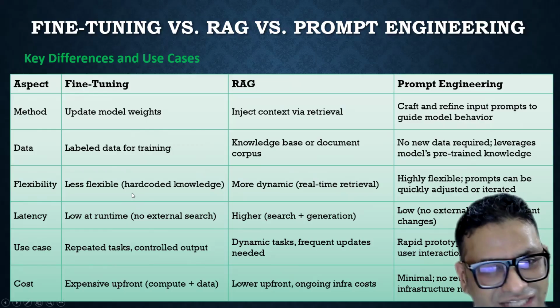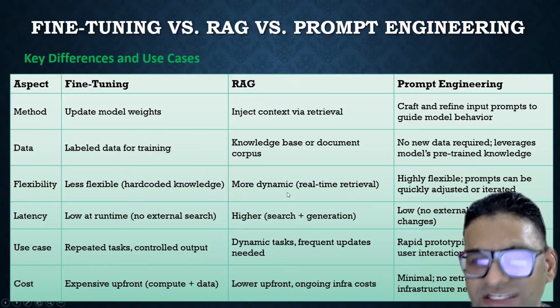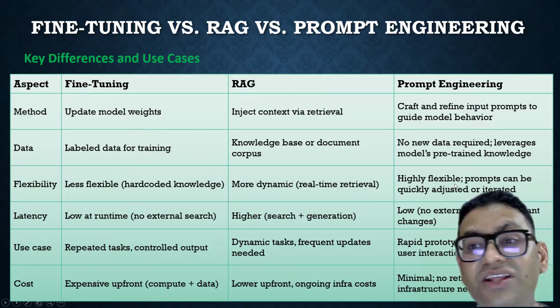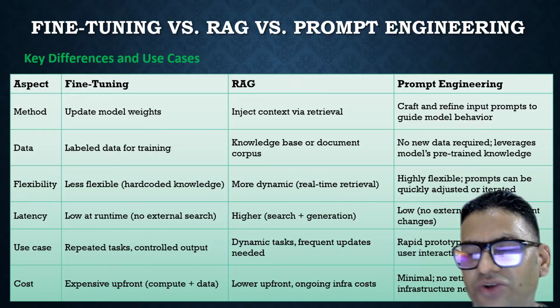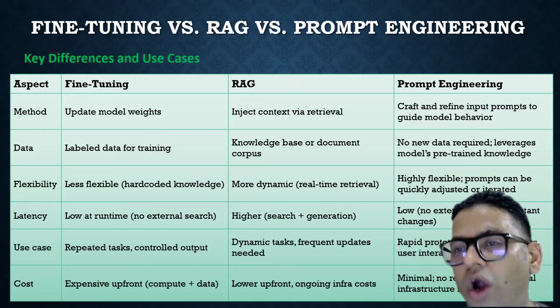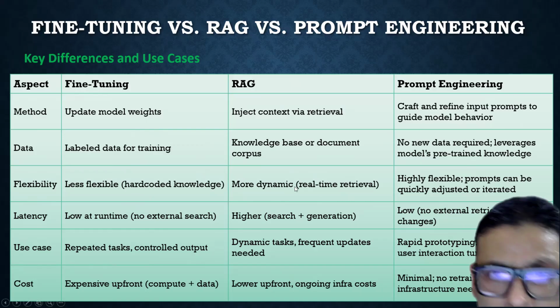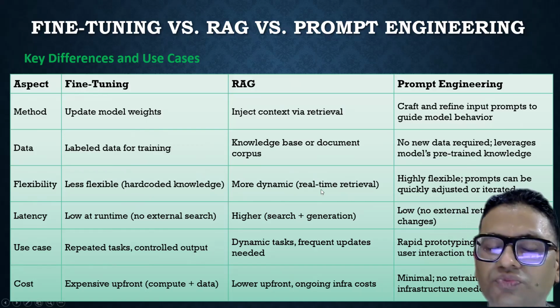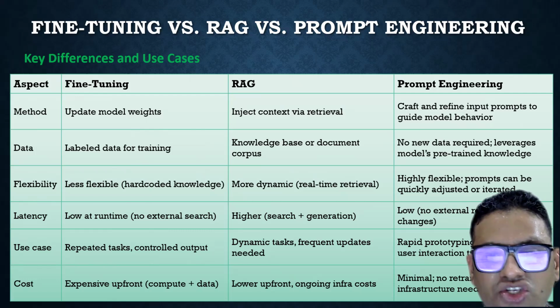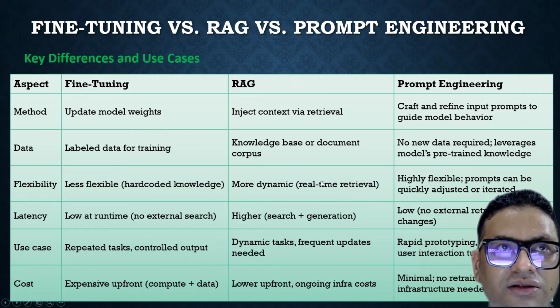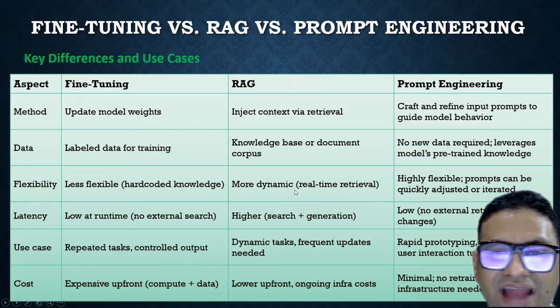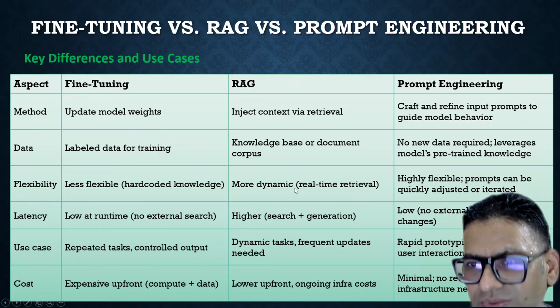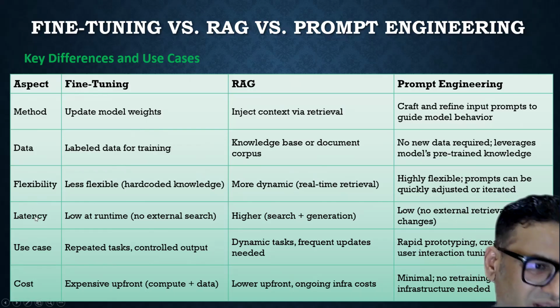Flexibility: fine tuning is less flexible, we can understand that. RAG is more dynamic, right? But prompt engineering is definitely highly flexible because it completely depends upon what you ask the large language model. Whereas RAG is more dynamic as compared to fine tuning, because fine tuning is completely hard coded knowledge, and you cannot just fine tune again and again, right? RAG is something where you can keep changing your knowledge, but prompt is definitely the most flexible.